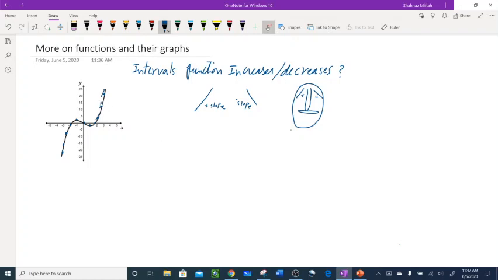Okay, so these are all positive slopes. Do you see positive slopes? Positive slope means it's increasing. So I started with 1 right there. From 1 to infinity, the graph is increasing. So I'm going to say increasing on the interval (1, positive infinity). And it's also increasing here.